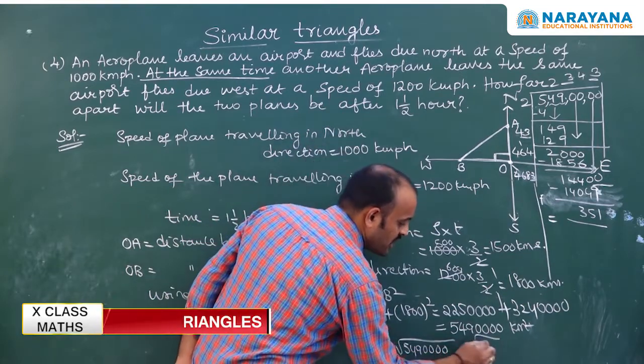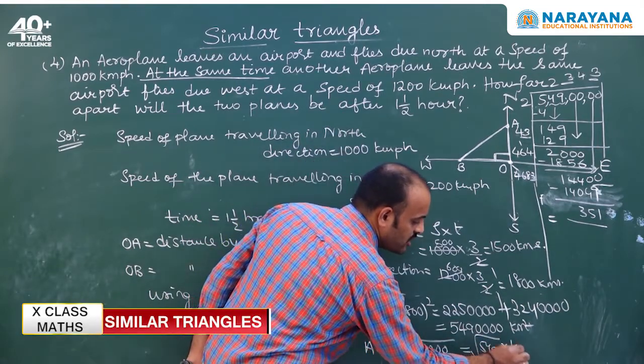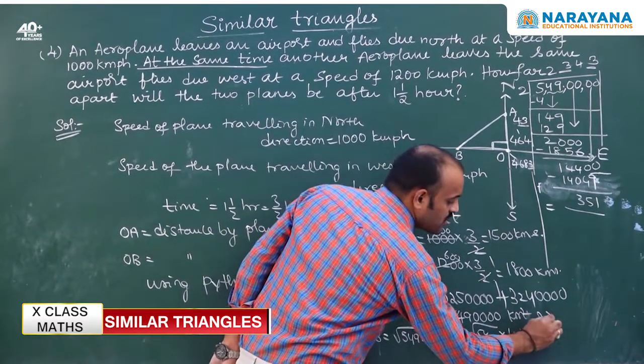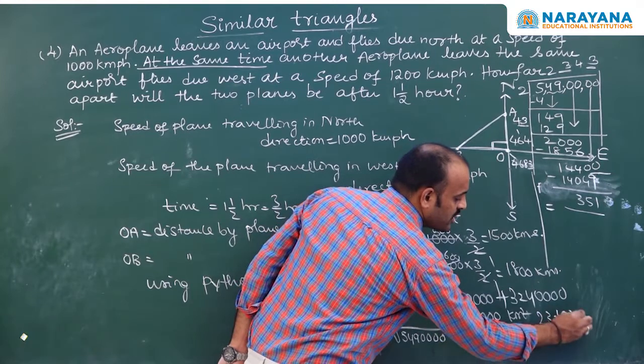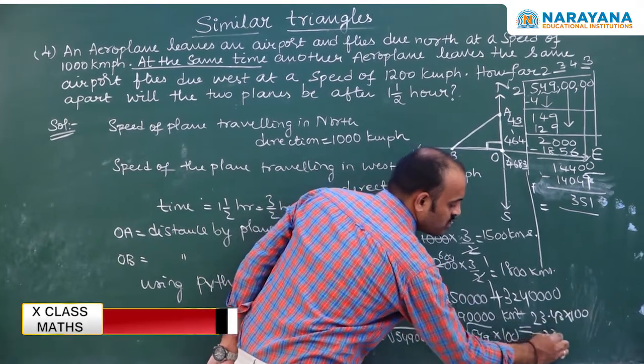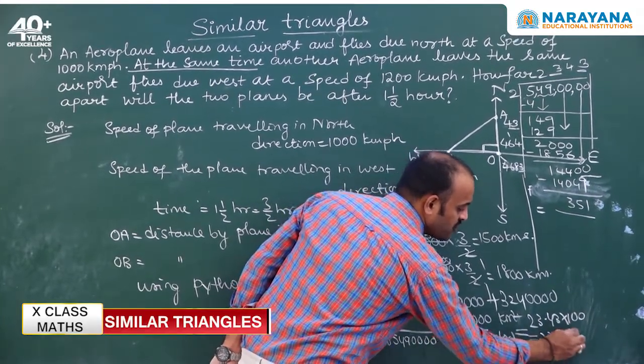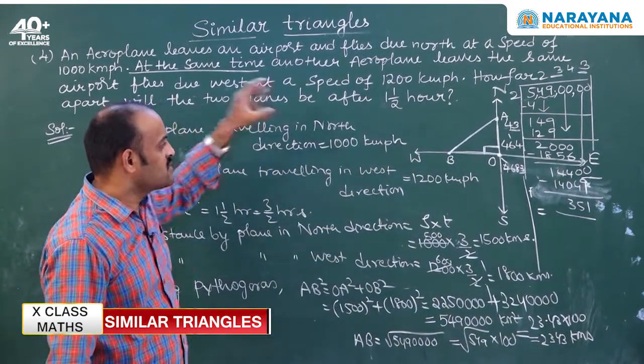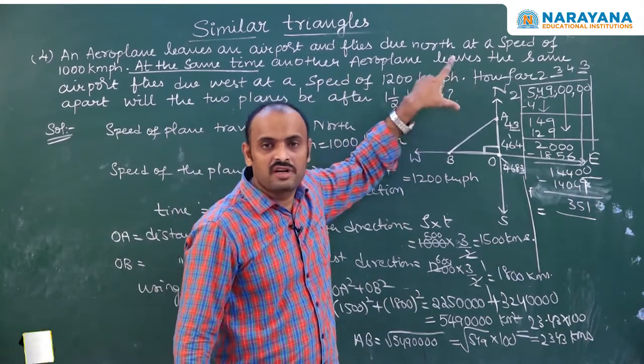Therefore, root 549 into 100. Root 549 we got 23.43. 23.43 into 100. Therefore, 2343 kilometers is the distance between the 2 planes after 1.5 hours.